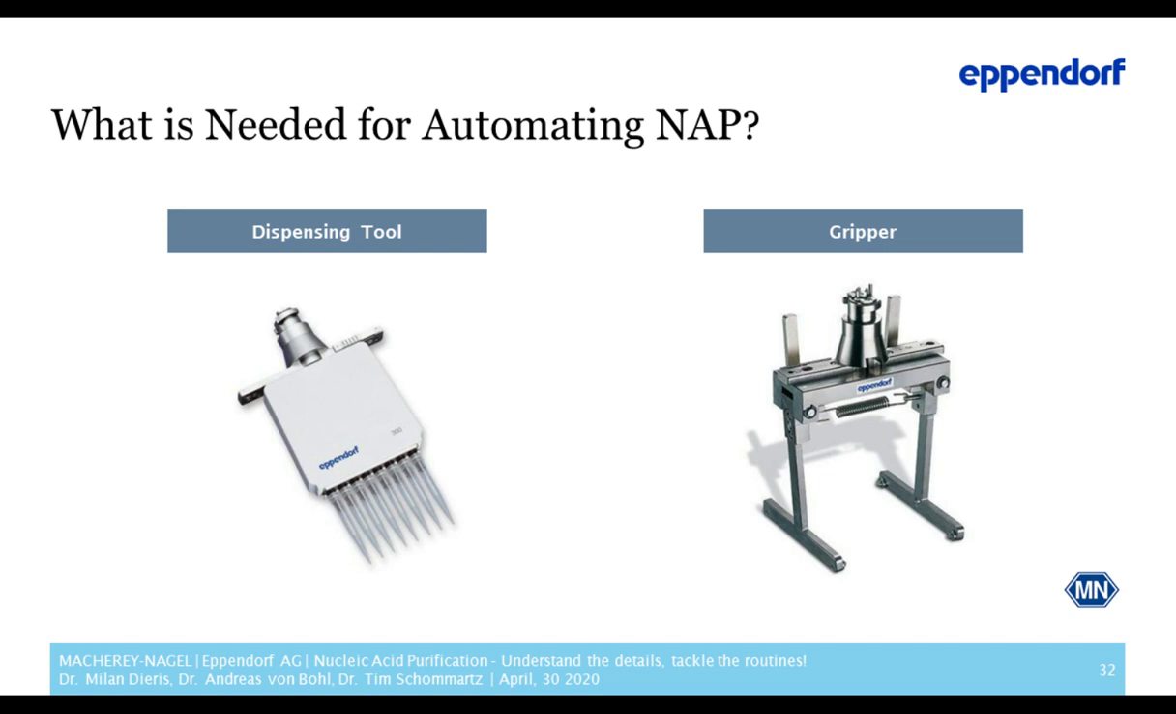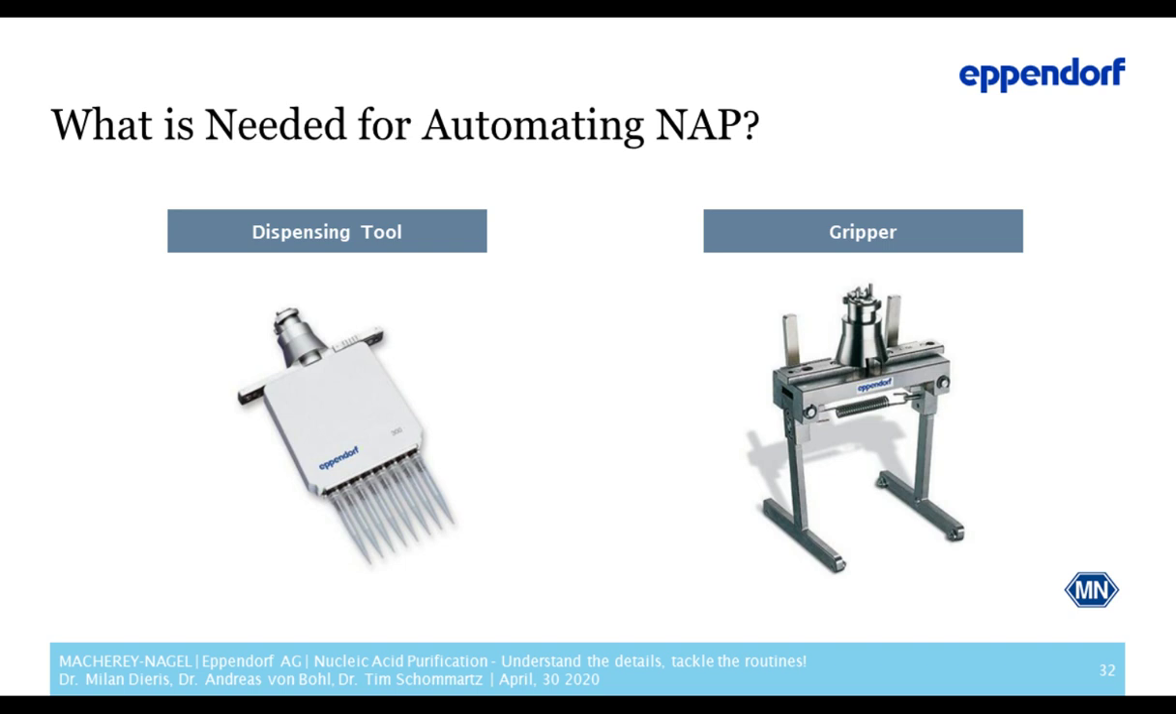Well, you need some sort of tool which is handling your liquids. So you need some sort of dispensing tools, ideally covering a volume range which is suitable for nucleic acid purifications. That is depending on the scale you're purifying, but something between 50 microliter up to 1,000 microliter, I think, is a good range. It can be higher if you're looking at bigger preparations, but I think that is a good starting point.